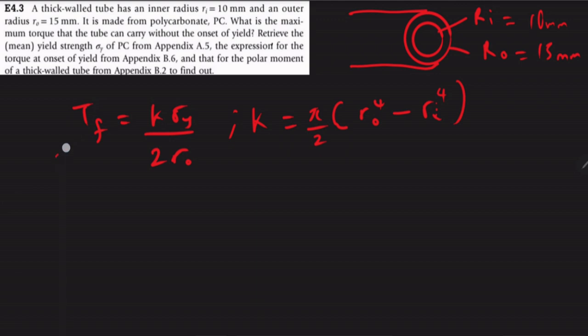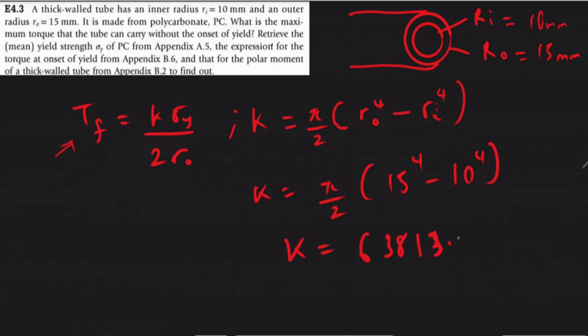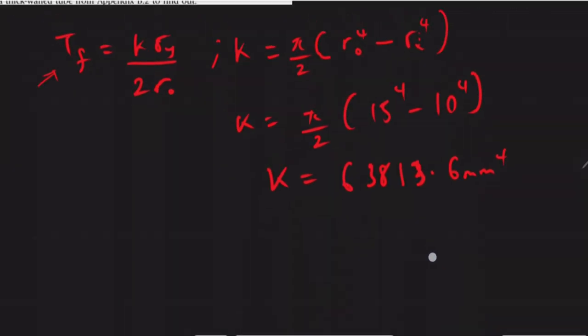They told us to find what? Torque. This is what we are looking for, the torque. Everything here in this chapter is straightforward. First we have to calculate K. So K is equal to pi divided by 2 bracket, our outer radius is what? 15 raised to the power 4 minus 10 raised to the power 4. Then our value for K, if you calculate it, is 63813.6 millimeter raised to the power 4. So this is our value for K.